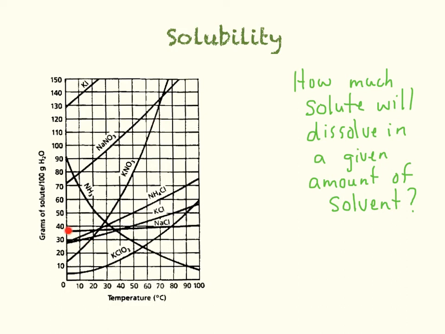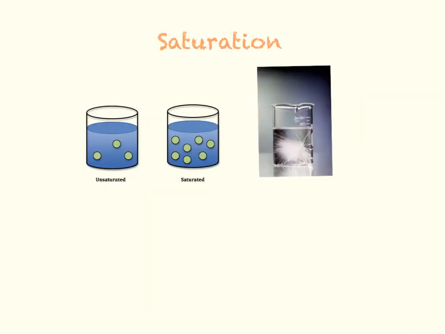But then we have things like sodium chloride. And sodium chloride stays pretty steady the whole way across. It does increase though. Really the only one that decreases is ammonia. Ammonia decreases, and that's because it's a gas actually. And usually gases will decrease with increasing temperature, while solids, ionic compounds, will increase with increasing temperature.